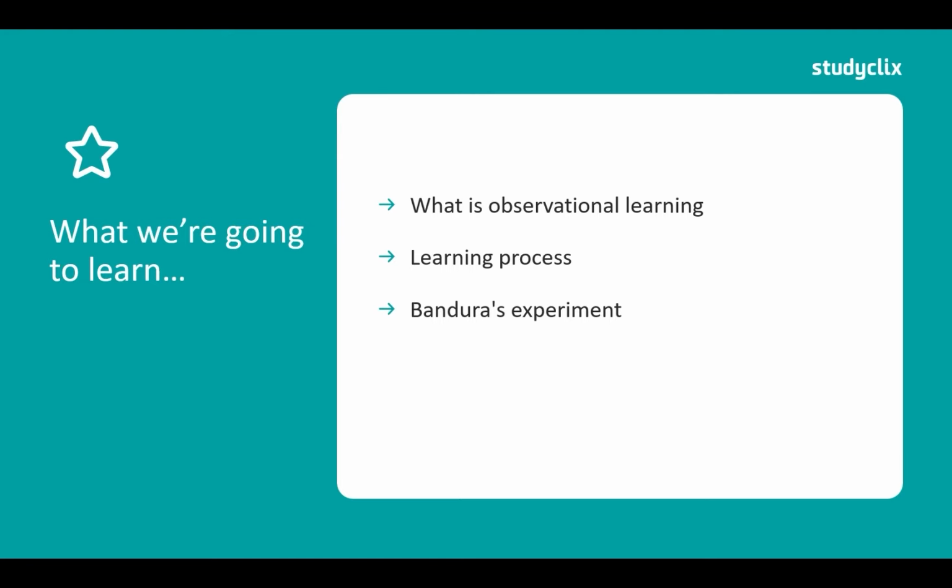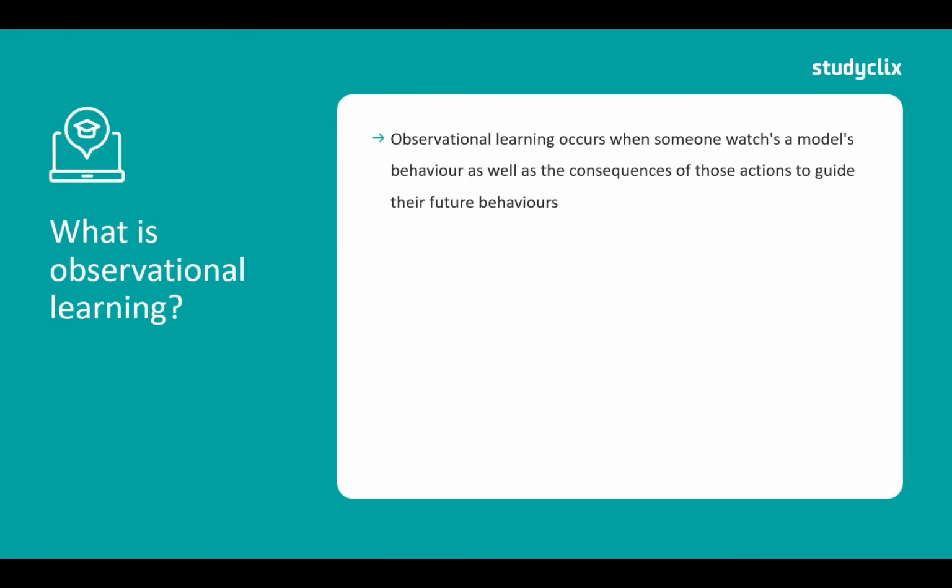this will also help to give you some context and a scenario to work through. So observational learning occurs when someone watches a model's behaviour and the consequence. So what happens after this behaviour? And then they use this to see what they'll do in the future. Will they replicate the behaviour? Will they refrain from it? Or will they perform it in a modified way?